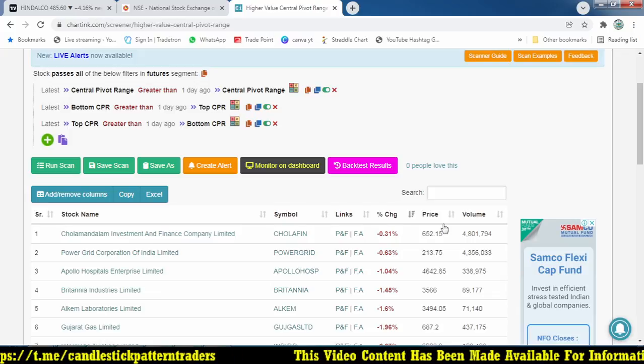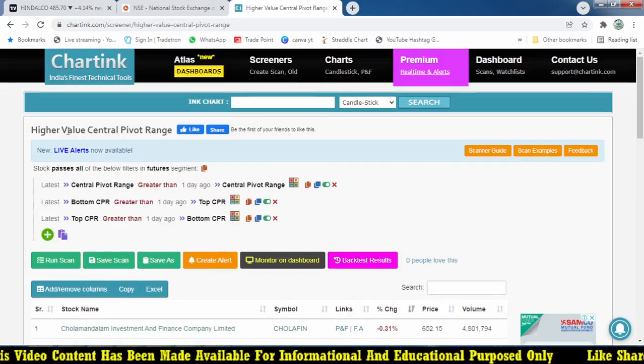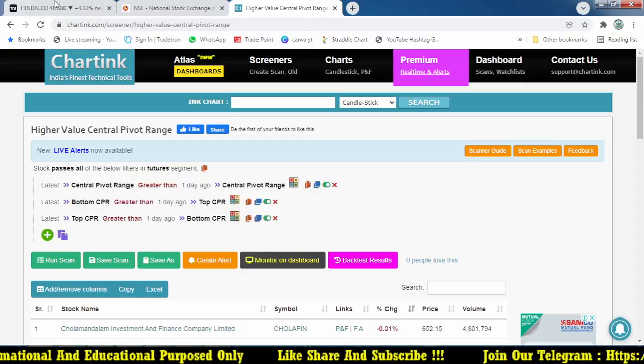After filtering these stocks, we are going to plan some trades based on this. Only bullish trades we are going to plan on the stocks. So this scanner will help you find those stocks having higher value CPR, very simply, and you will get that from this.